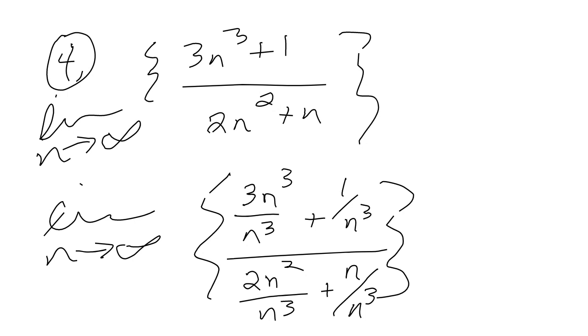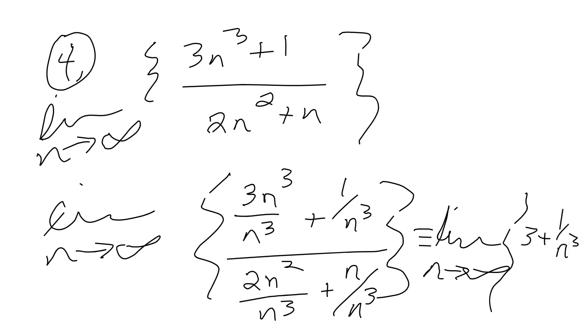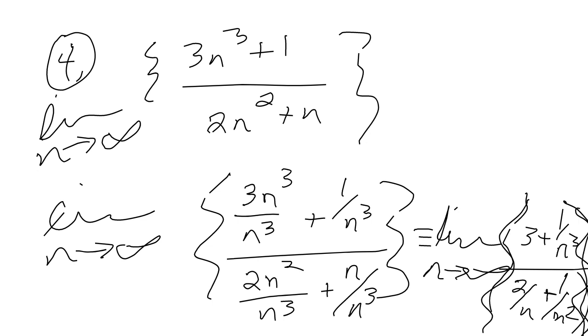So we got this. Now what happens? What's this equivalent to? I haven't taken a limit yet. Limit as n goes to infinity of, well, what do I got on top? The n cubes cancel, and I got 3 plus 1 over n cubed, right? And on the denominator, I've got 2 over n plus 1 over n squared, right? Everybody good? Now, if I let n go to infinity, what happens?